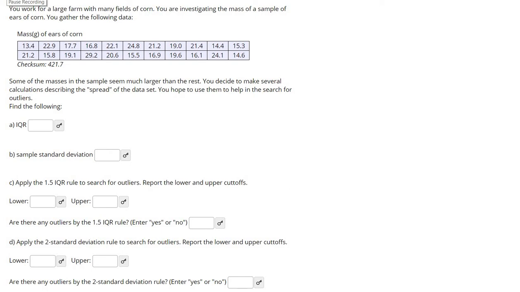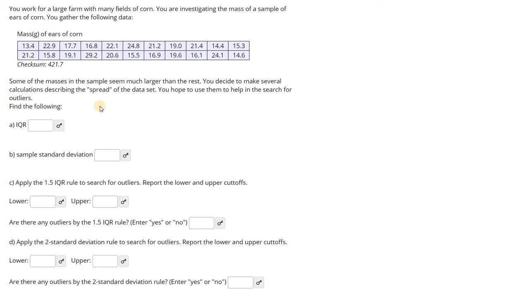You work for a large farm with many fields of corn. You are investigating the mass of a sample of ears of corn. You gather the following data. This represents the mass in grams of ears of corn. Some of the masses in the sample seem much larger than the rest.